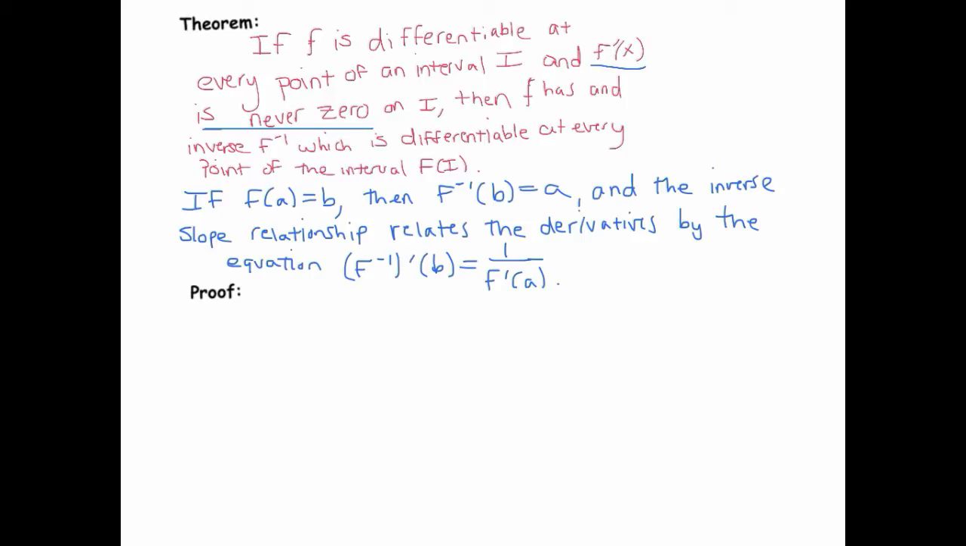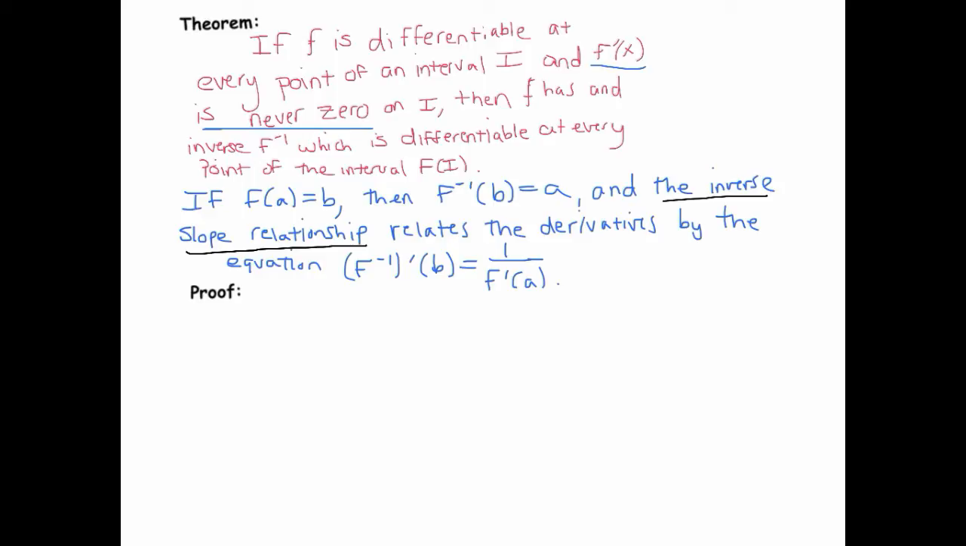So if f of a equals b, we know by properties of inverses that f inverse of b equals a, and the inverse slope relationship, as I'm going to call it, that relates the derivatives is that the derivative of the inverse at b is 1 over the derivative of the original function at a. So let's prove this.